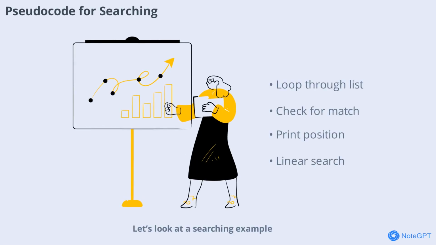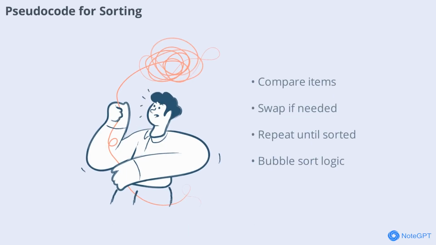Let's look at a searching example. Suppose you want to find a specific value in a list. In pseudocode, you loop through each item, check if it matches the target, and if so, print its position. This approach is called linear search and is easy to express in pseudocode, making it a great way to plan your algorithm before coding. Sorting is another common task.